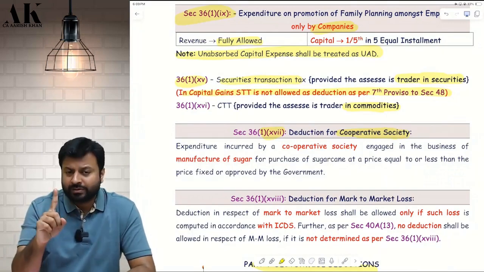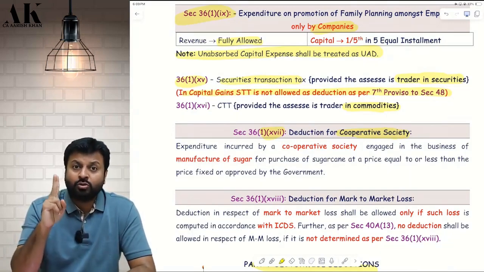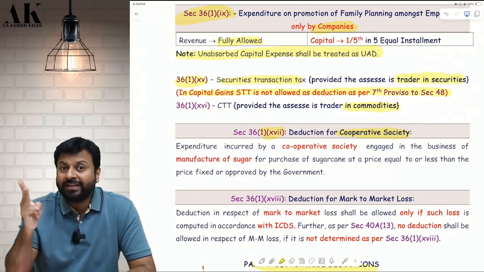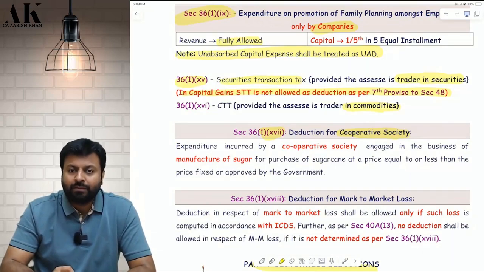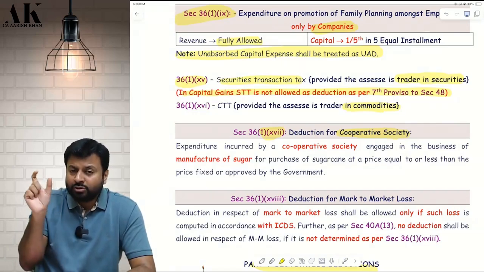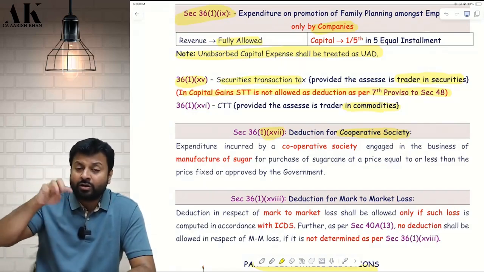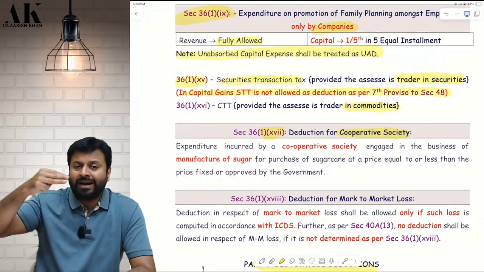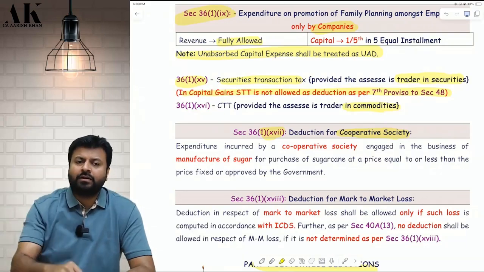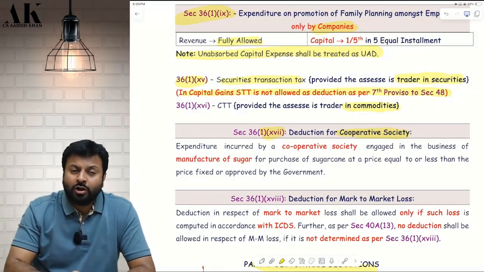Suppose I am a cooperative society and I am buying some sugar cane for manufacturing of sugar. Then the government says that if you are buying sugar cane for manufacturing of sugar and you are a cooperative society, then you should buy at a price which is equal to or less than the price fixed by the government. You should not buy at a very high price in the black market.